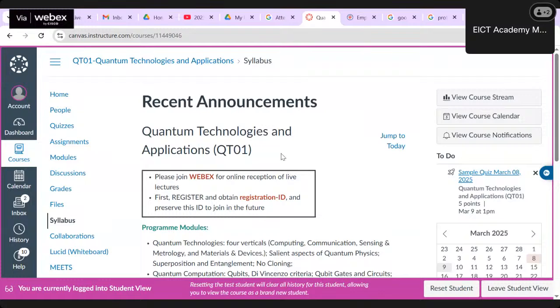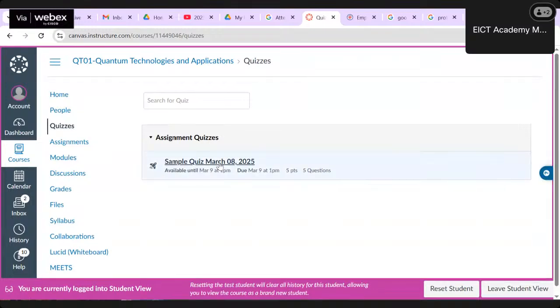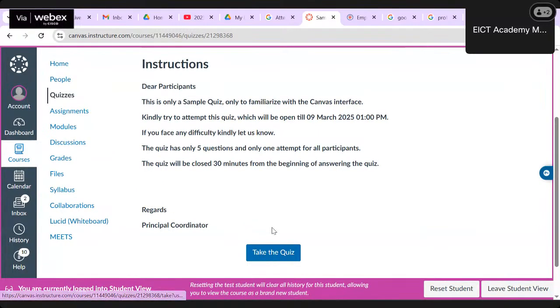This is how it will look. On the right hand side, you are able to see the sample quiz. Click on quizzes, go to sample quiz, click on sample quiz. There are some instructions, and after that, take the quiz. Once you click on take the quiz, after 30 minutes, the link will be closed.